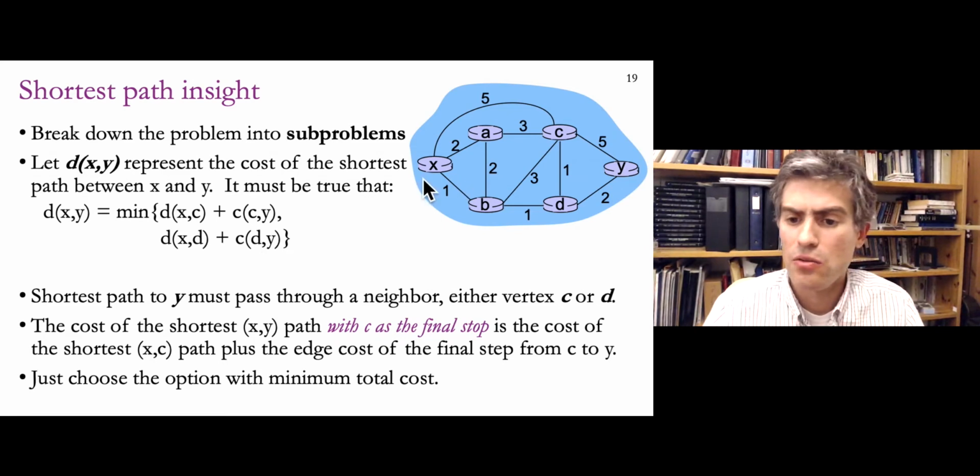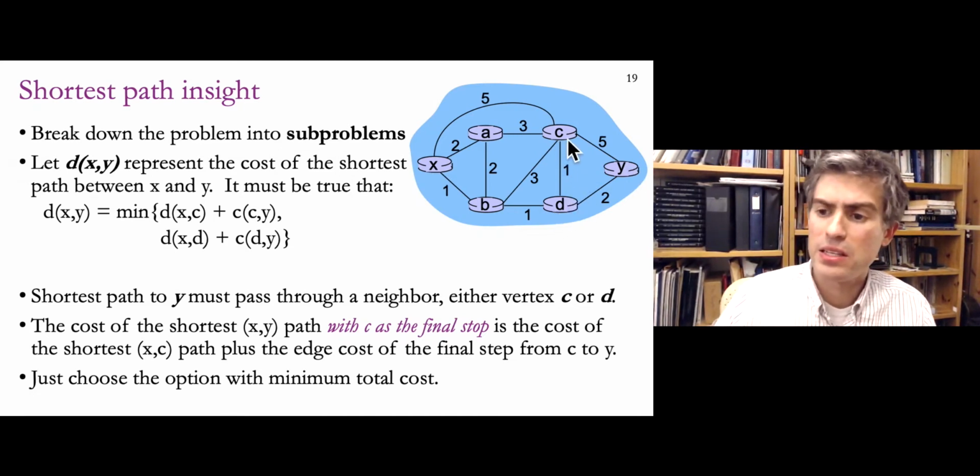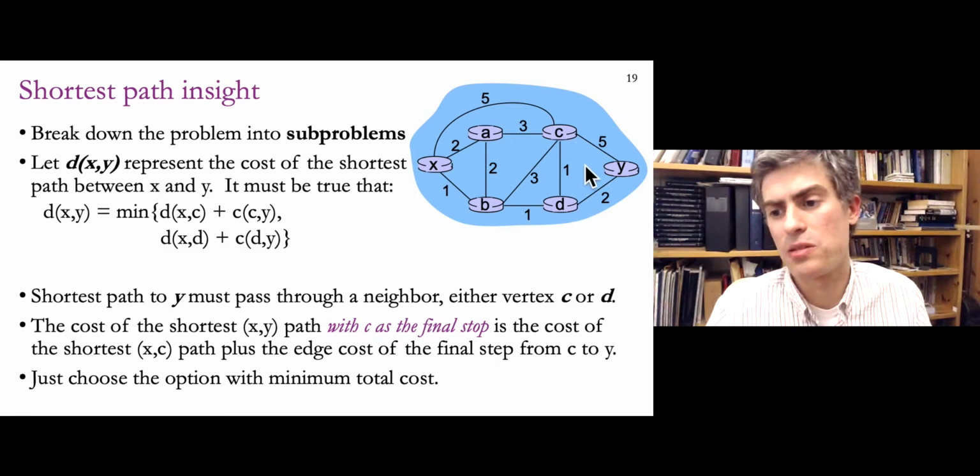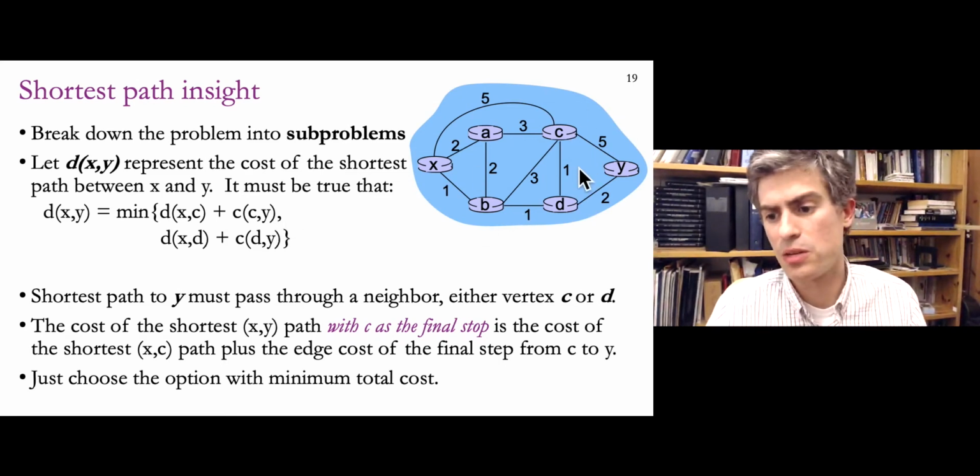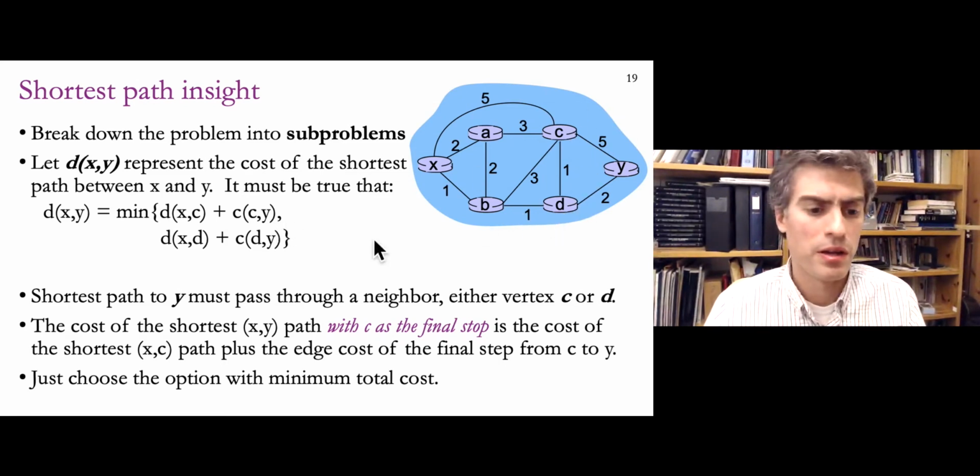So I'm either going to go from X to C plus CY, or I'm going to go X to D somehow, and then D to Y. Now, what's the cost? And then I choose whichever one of those is minimal. Basically, is it cheaper to go through C or cheaper to go through D? And I can compute that again in terms of the subproblem.